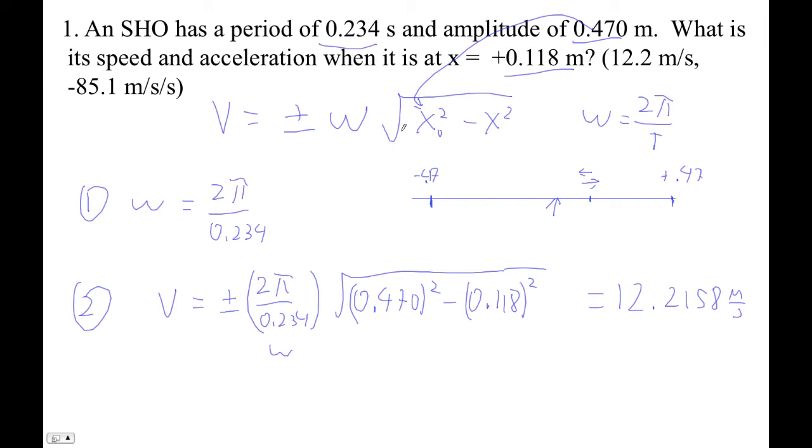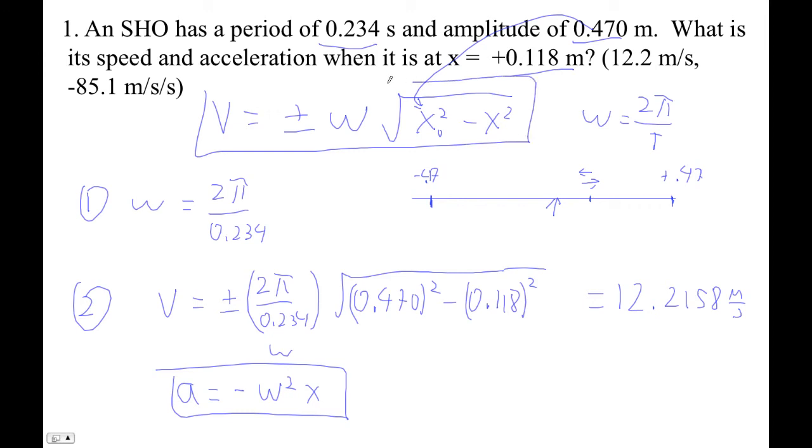And then what is its acceleration? Acceleration is just simply negative omega squared x. That's a formula in the data packet. So I'm just going to go, it equals the opposite of 2 pi over 0.234 squared, times x, which is 0.118. So parenthesis 2 times pi divided by 0.234, that thing squared, times 0.118, and I get, wow, negative 85.08.